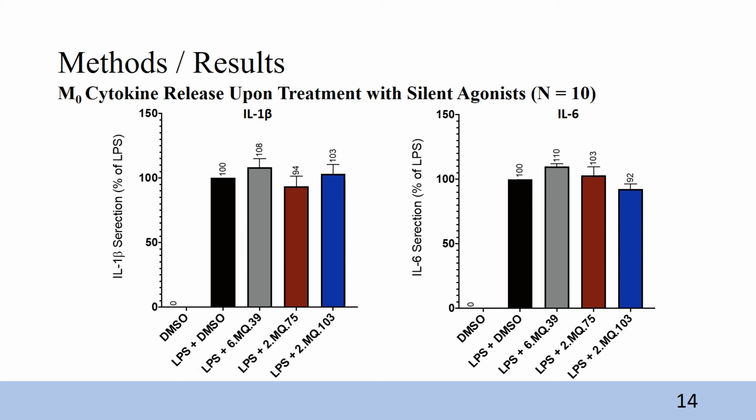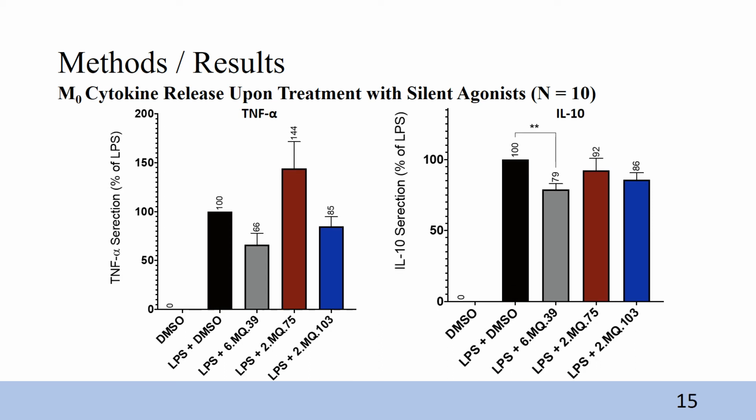So now jumping into the results, we do not see any significant inhibition in both IL-1 beta and IL-6 release when treated with the silent agonists. Here I show TNF-alpha and IL-10 again for the M0 macrophages. 6MQ39 and 2MQ103 seem to inhibit TNF-alpha, but this was not shown to be statistically significant.